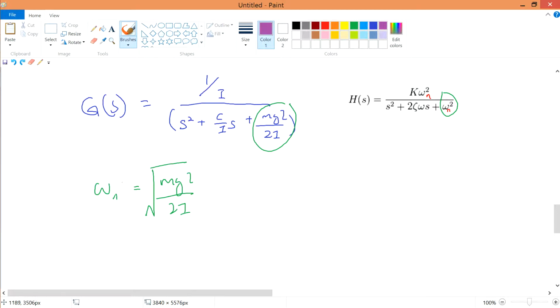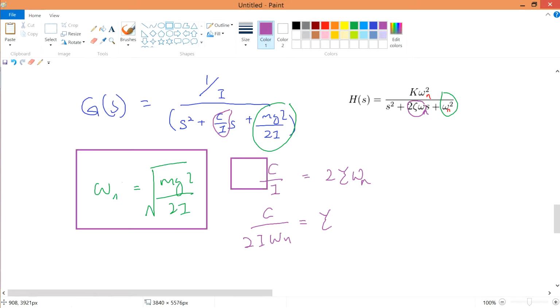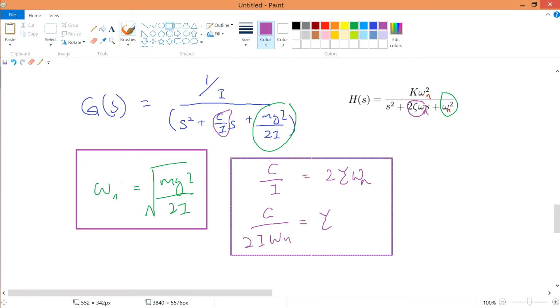Next, this one, 2ζωn, is equal to C over I over here. If I write it down, C over I equals 2ζωn, and in fact this ωn is the natural frequency. Therefore, if I rearrange in terms of the damping factor, it's simply ζ equals C over 2I times the natural frequency. Therefore the natural frequency is this one, and the damping coefficient, or to be more defined the damping factor, is this one.